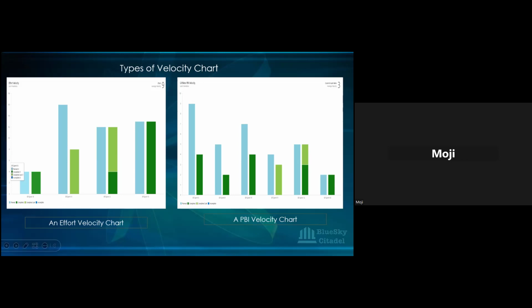And this is a user story one. Okay, this is a user story. Please bear with me. Let me remove that so you can see. So this is a user story burn down chart. This is the effort one. This is a user story one.